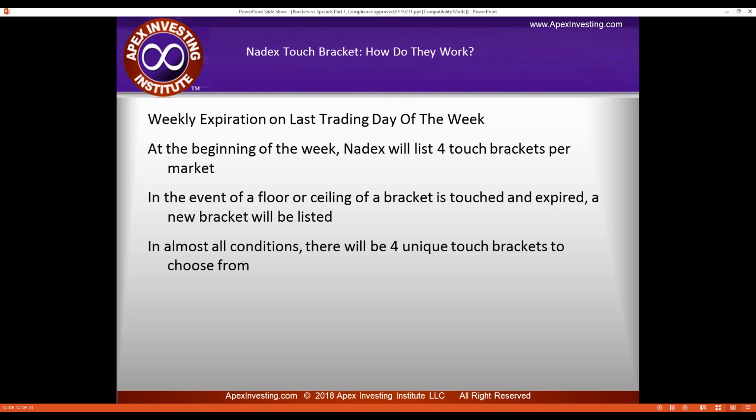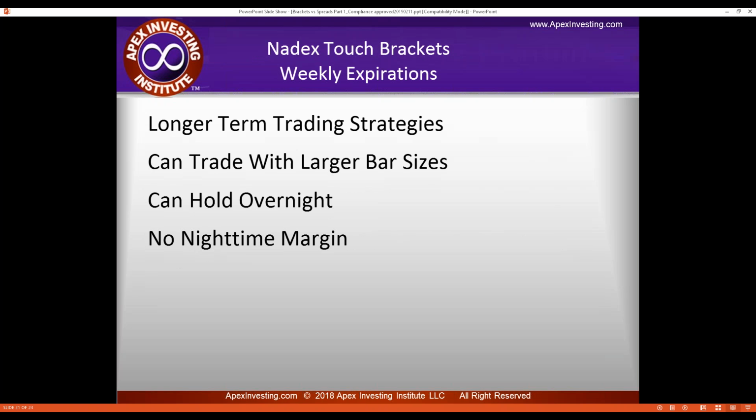So at the beginning of the week, Nadex will list 4 touch brackets per market, as far as the markets they offer them on. In the event of a floor or ceiling being touched and expired, a new bracket will be listed. So in almost all conditions, you'll always have 4 unique touch brackets available to choose from, with different floors and ceilings, different risk rewards.